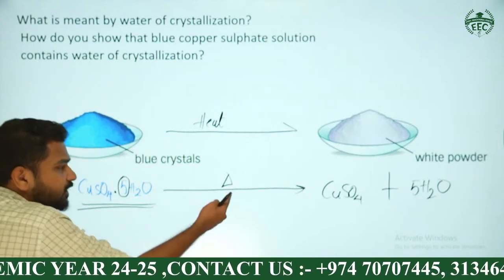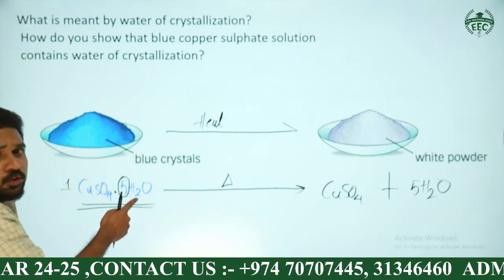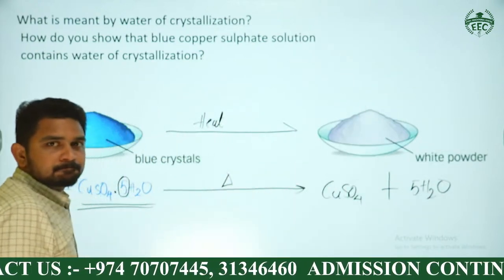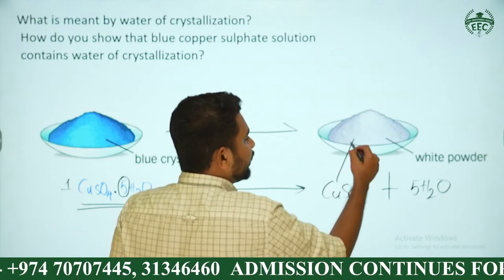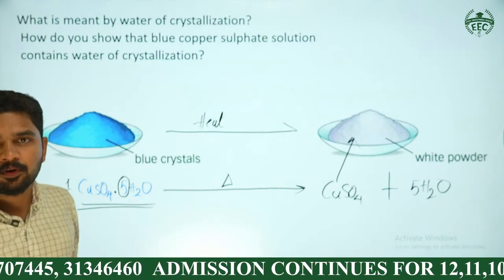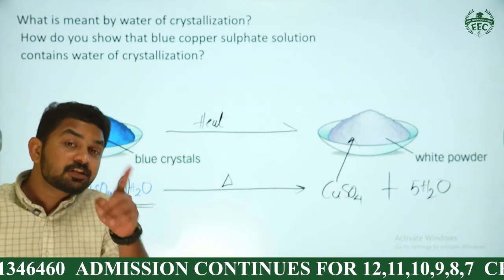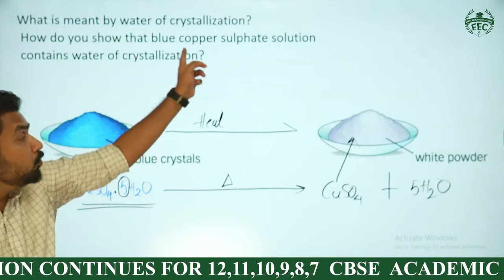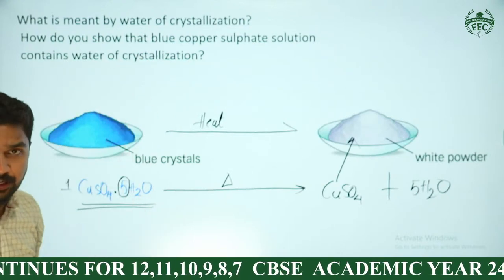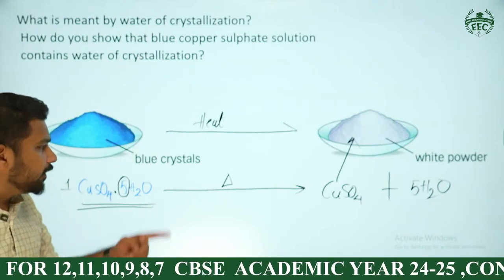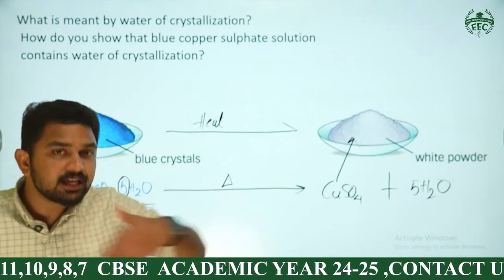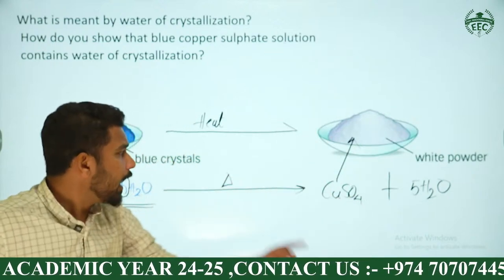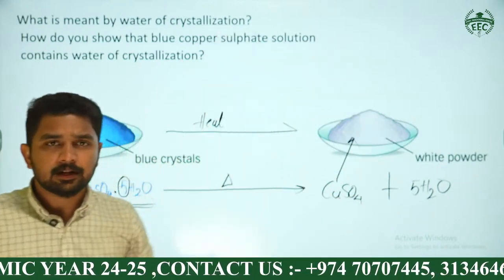But when you heat it, what will happen? The 5H2O from copper sulfate will get separated, and now it is having white color. That is the first thing you have to do when you want to show that blue copper sulfate contains water of crystallization: just heat the copper sulfate. When you heat it, the H2O gets separated and the blue color turns into white color.